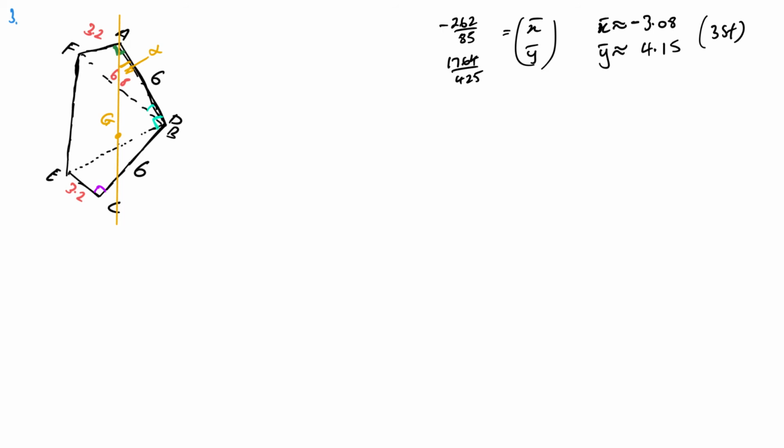And let's look at the points. We know point A, we know point G, we know point D. So let's look at that as a triangle first.